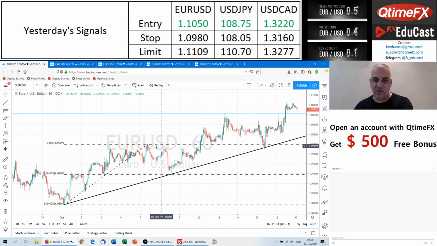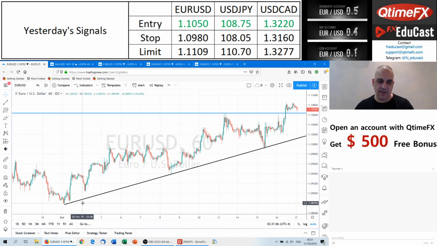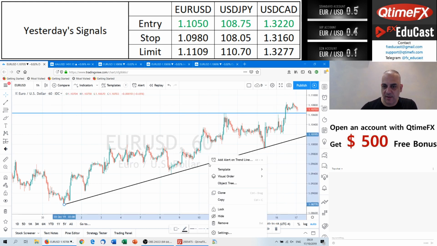Now we have a sequence of higher highs and higher lows. As you can see, this is a low, higher low, higher low, and here a high, higher high, and higher high. This is the definition of an uptrend.